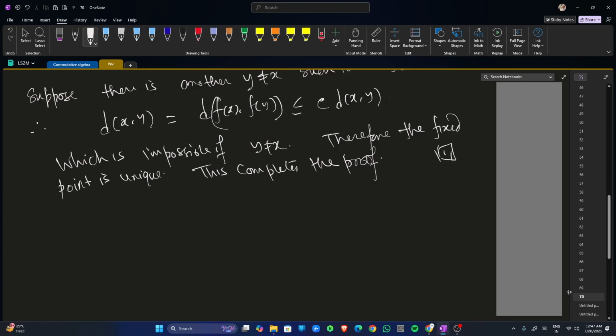This completes the proof. The next day, we will prove the inverse function theorem and the implicit function theorem. Then we will see some examples along with the mean value theorem, and the next day we will do calculus on manifolds, the manifold stuff.